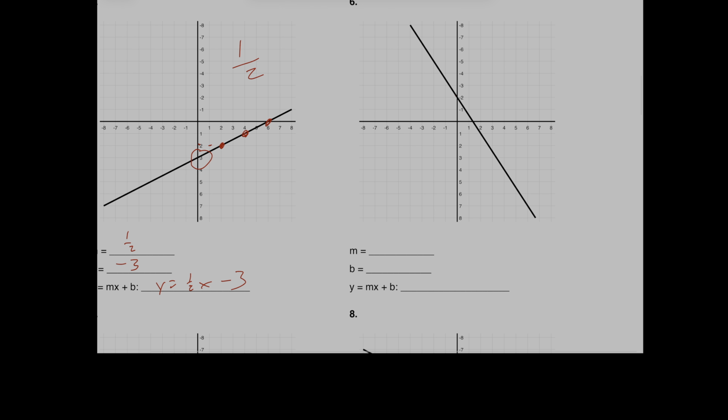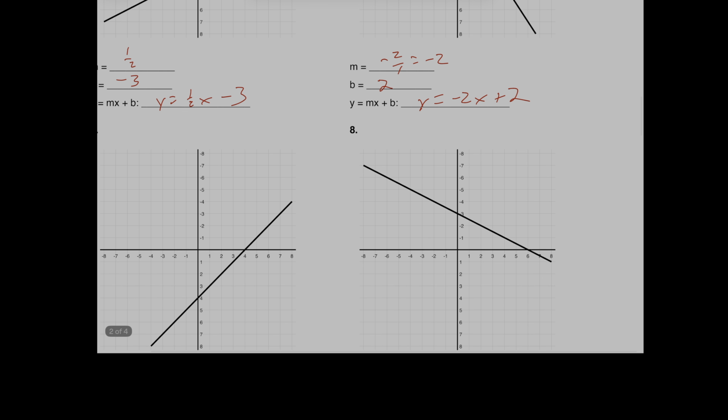Okay, this one, it crosses at 2. I apologize, I'm having a little bit of microphone issues, so if it changes a little bit, I'm sorry for that. So on this one, again, the b is a 2. The b is the y-intercept. The slope is down 2 over 1, or negative 2 over 1, which can also be written as negative 2. So my y is going to equal my mx plus b.